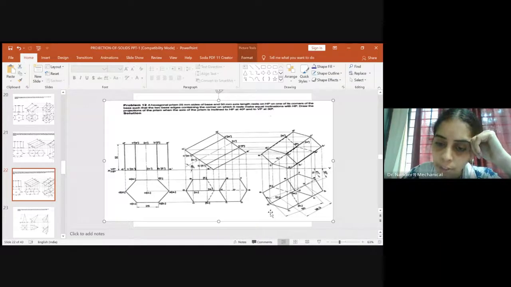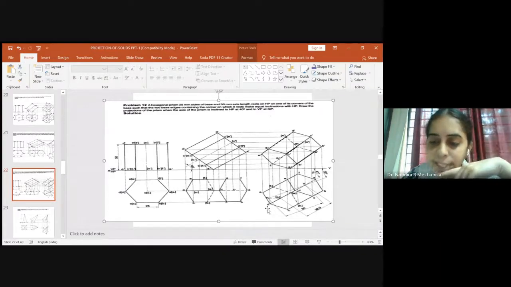And then the locus of D1 is meeting D1 dash at this point. So name it as D1 dash. Don't extend the line above. The locus of C1 is meeting C1 dash at this point. So name it as C1 dash. The locus of B1 is meeting B1 dash at this point. Name it as B1 dash. The locus of A1 is meeting A1 dash at this point. Name it as A1 dash.